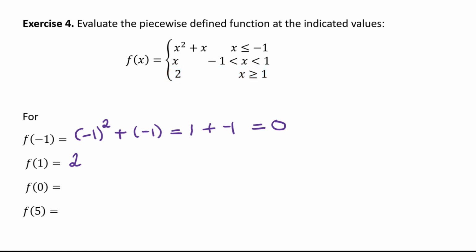F of 0, that's in the second piece of this function. 0 is between -1 and 1, and that piece says f of x equals x, so f of 0 equals 0. And f of 5, again, it is equal to or greater than 1, so it's the third piece, and that would be equal to the constant 2.